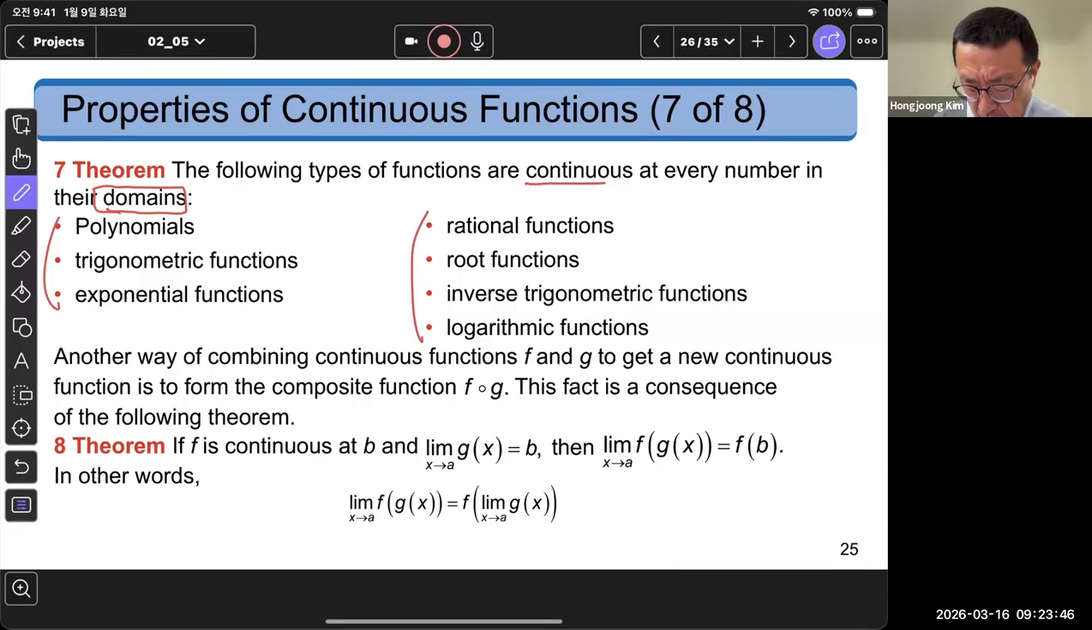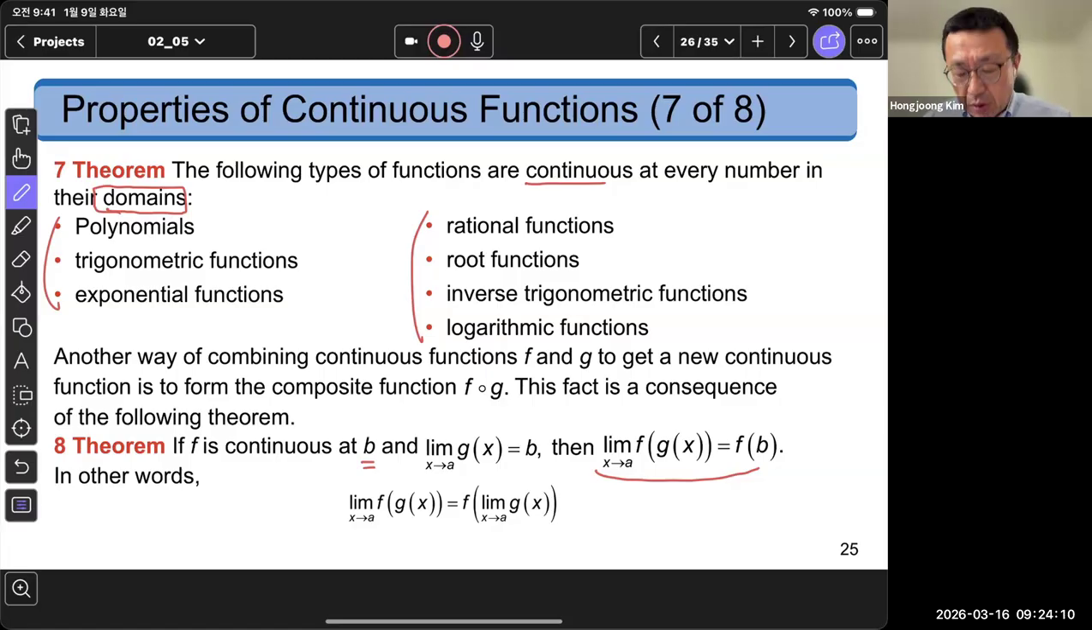Now, in theorem 8, if f is continuous at b, and if the limit of g of x as x approaches a equals b, then we have this situation: the limit of f of g of x will be f of b.